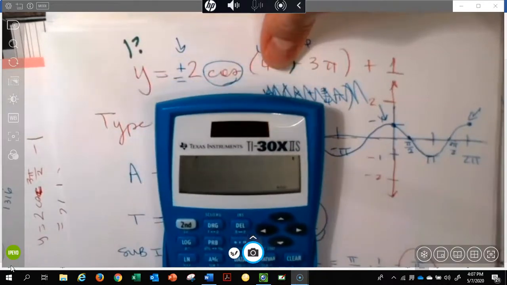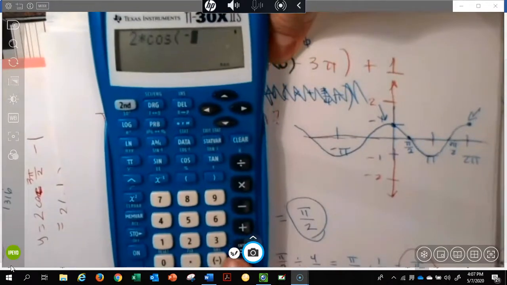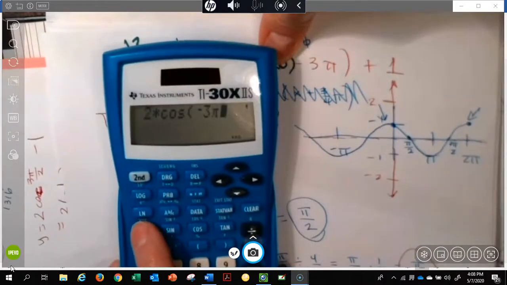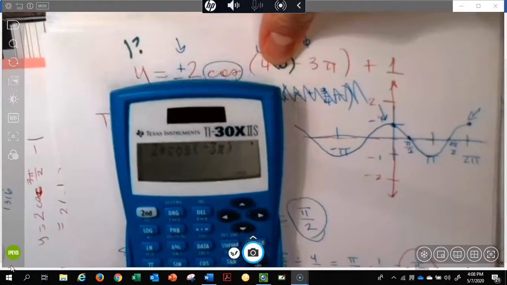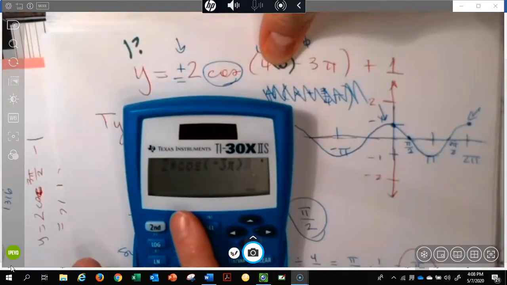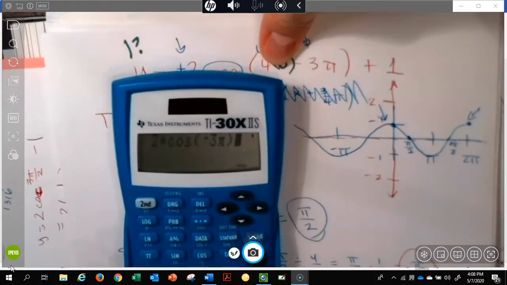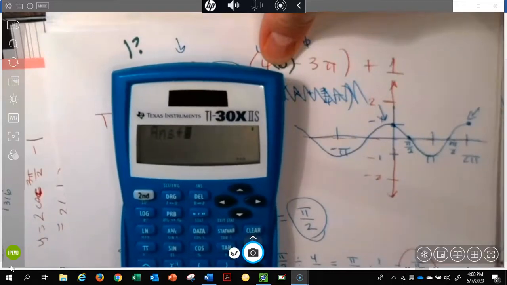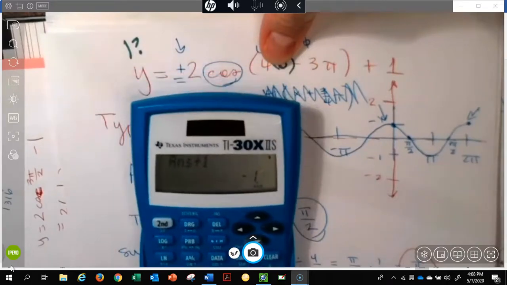So here we go. 2 times cosine of negative, I have to use the little negative down here at the bottom, negative 3, and where did pi go? Oh, there he is. Negative 3 pi, close my parentheses. So what I've got on here is 2 times cosine of negative 3 pi. And then I might as well just hit equals on that one. I'm going to add 1. And when I add 1, it puts me at negative 1.